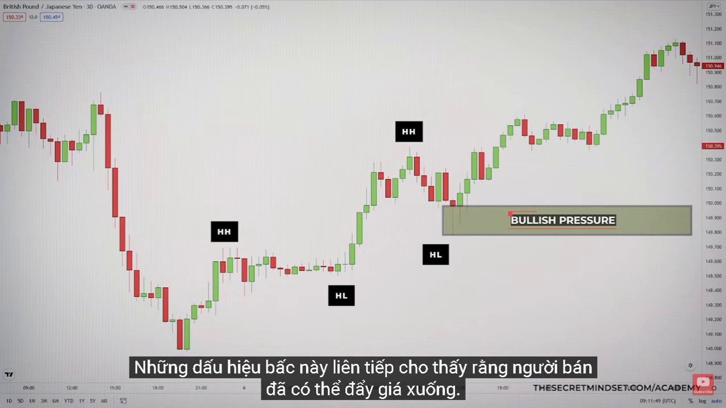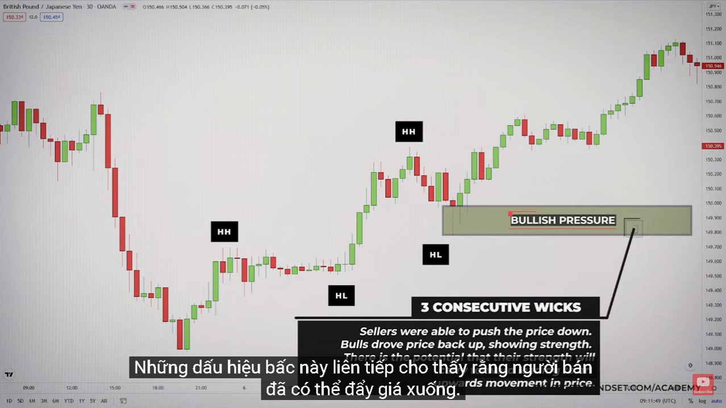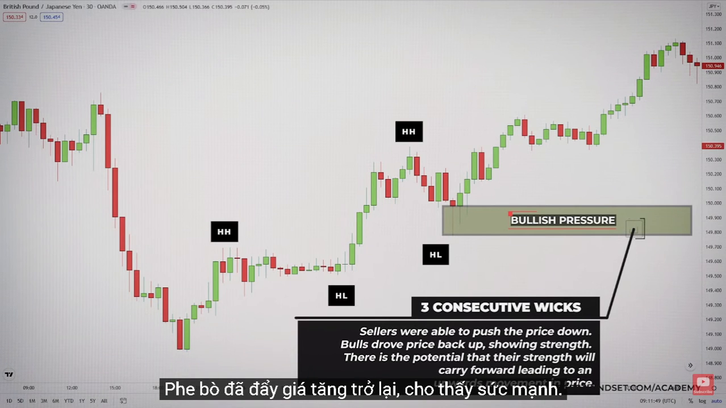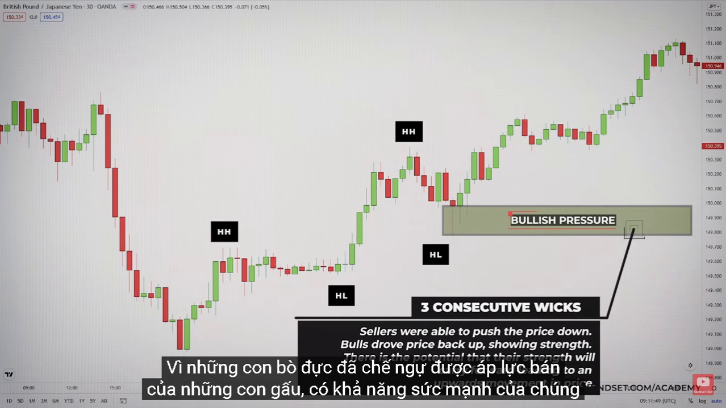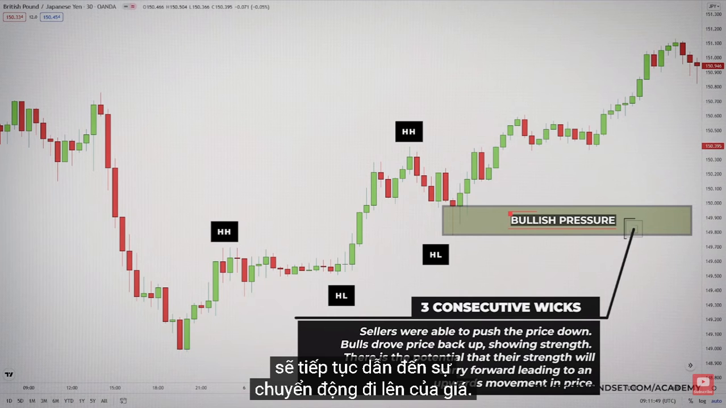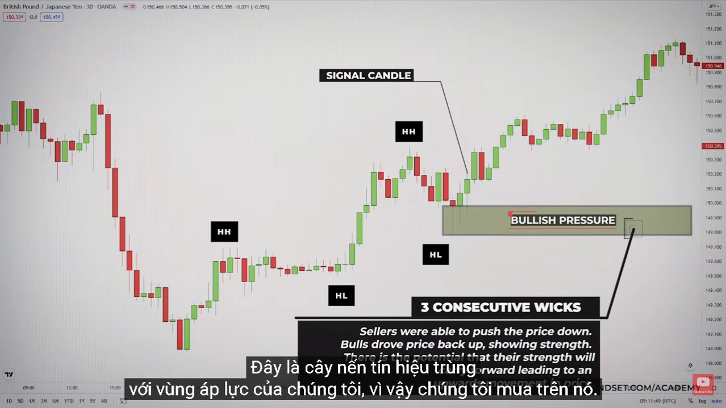These consecutive wicks signify that sellers were able to push the price down. Bulls drove price back up, showing strength. Since bulls overpowered the selling pressure by bears, there is the potential that their strength will carry forward, leading to an upwards movement in price. This is the signal candle, which overlaps with our pressure zone, so we buy above it.